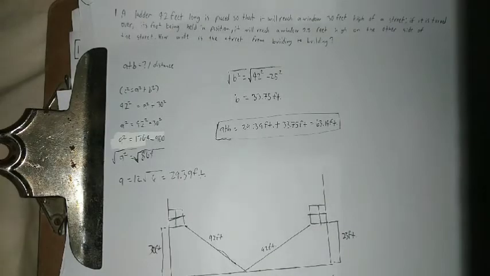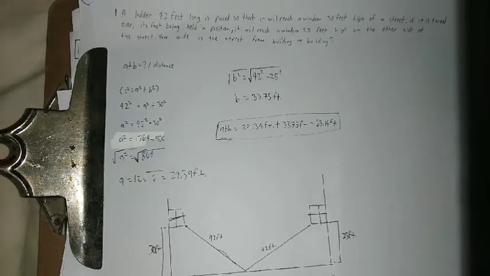So hi guys, here's problem number 1 in trigonometry. A ladder 42 feet long is placed so that it will reach a window 30 feet high of a street. If it is turned over, its foot being held in position, it will reach a window 25 feet high on the other side of the street. How wide is the street from building to building?